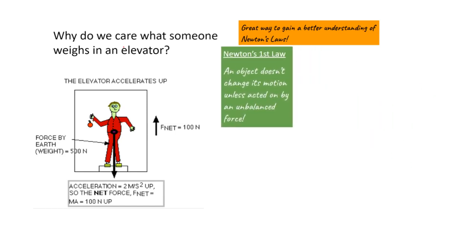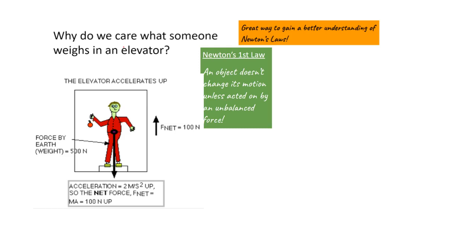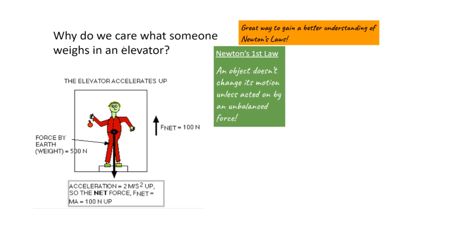So Newton's first law says that an object doesn't change its motion unless acted upon by an unbalanced force. So the key word here is unbalanced force. What does that mean? I'm going to give you an example. Let's say we have a soccer ball that's just resting on the ground. Here it is, and this is the ball right here. Are there any forces acting on this ball right now?